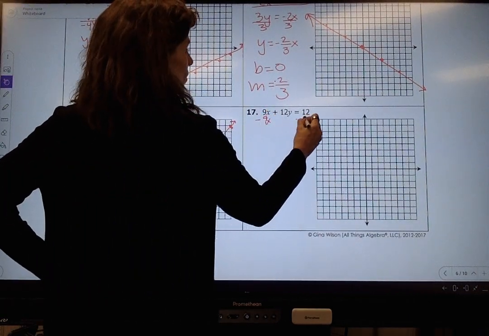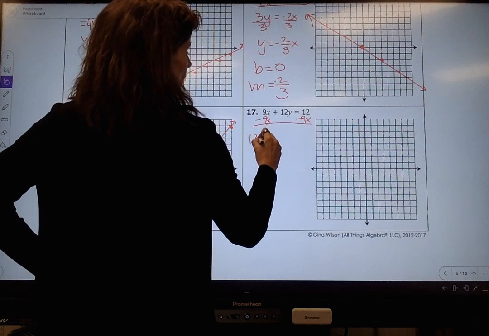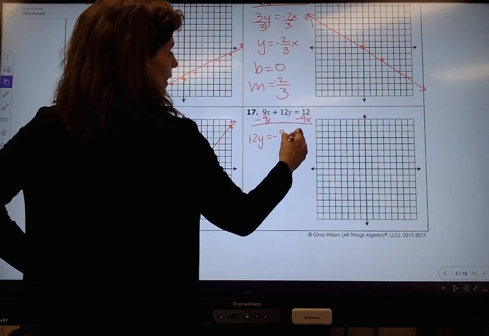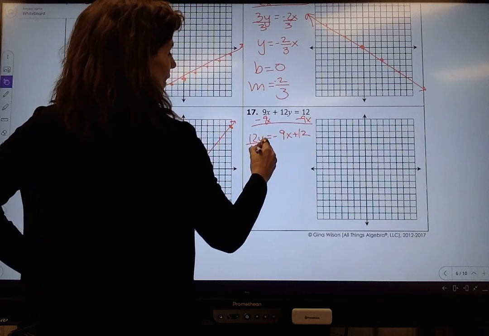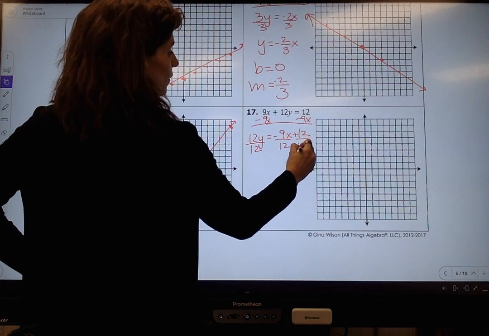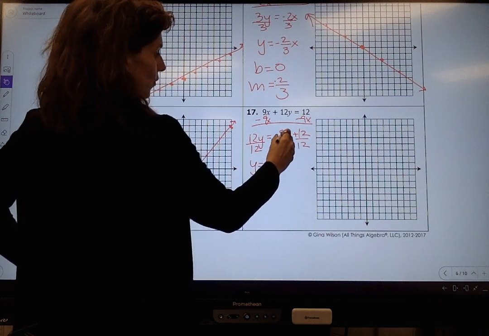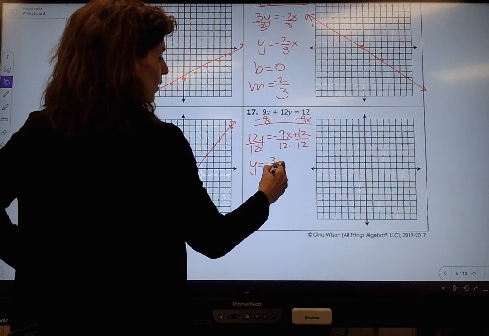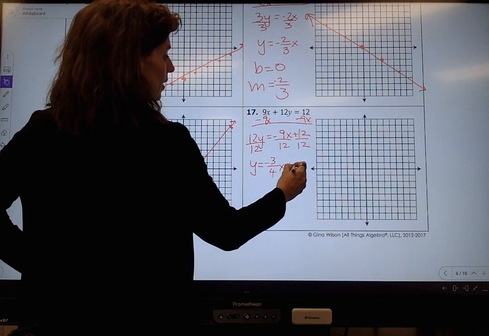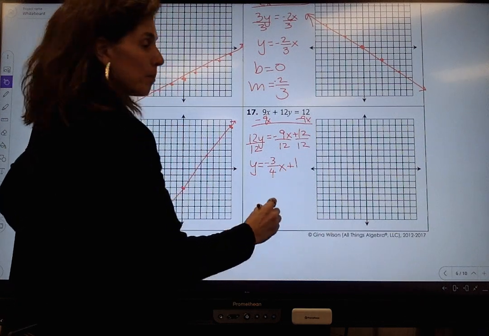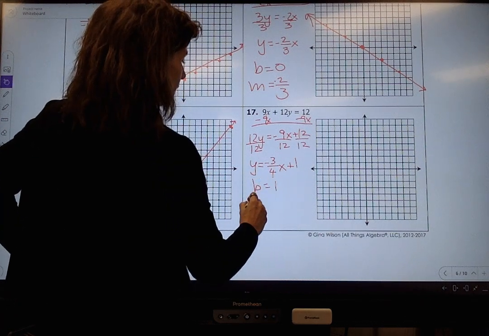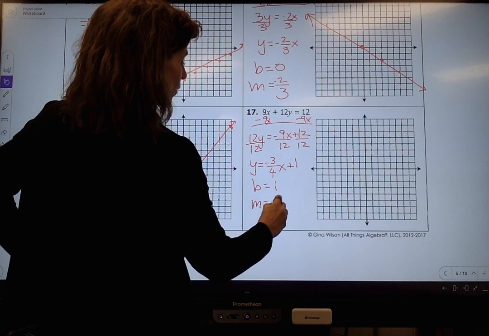Subtract 9x on both sides. 12y equals negative 9x plus 12. Divide everything by a positive 12. And I get, don't forget to reduce your fraction, negative 3 over 4x plus 1. My beginning point is positive 1, and my slope is negative 3 over 4.